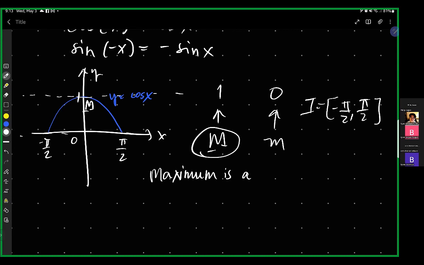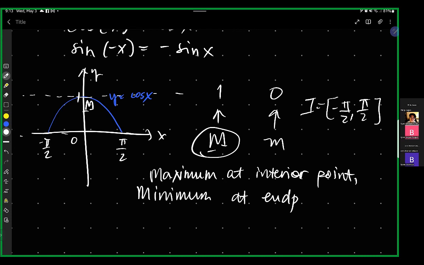Maximum at interior point, and then minimum at endpoints. Right? Why? Because you have two minimums, and your minimum can be found at the endpoints, no? The endpoints are basically just the values of the interval. Do you understand? Do you understand how to describe it?